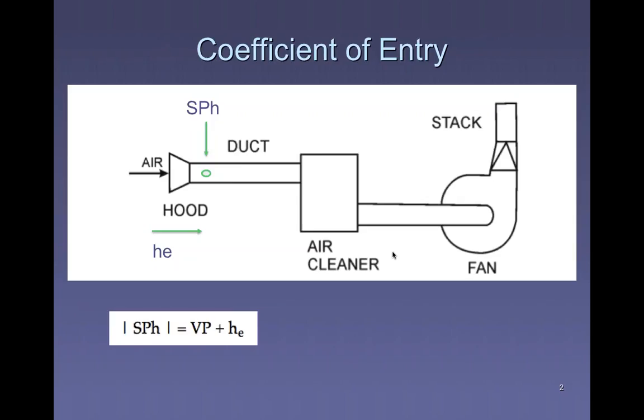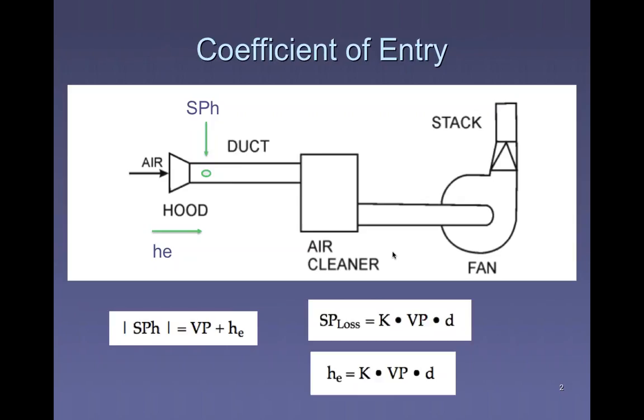the same. So the minute you have resistance to flow as you're trying to suck air through this hood, you have a loss. That loss is called the hood entry loss, HE. The static pressure that we need is the velocity pressure that we desire, the velocity of air that we want there, plus making up for the losses that we have entering that hood and getting to that point.